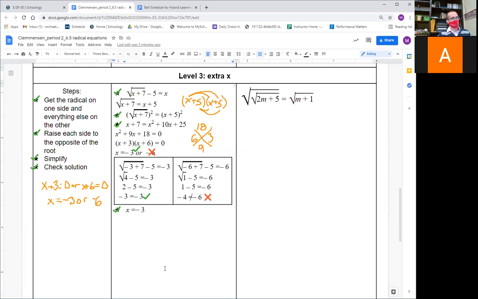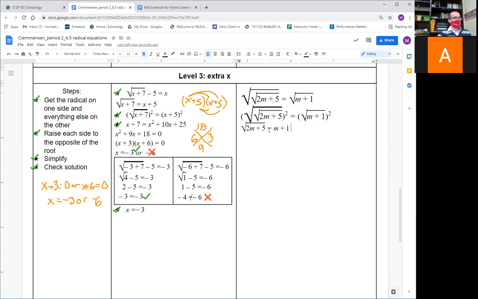Any other questions before we move on to the second problem? For the second one, very similar. Since the radicals are already by themselves, I'm going to square both sides. Once I've squared both sides, the first set of square roots will go away. End up with this at the start.